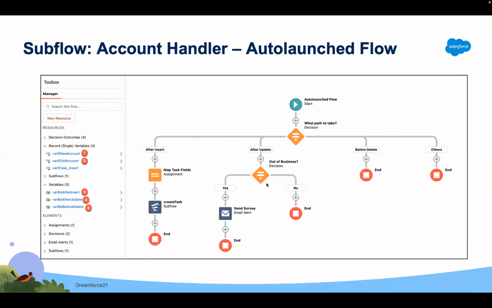And then I have two more variables, which are new account details and all account details, which I am going to pass in when I call the subflow from the main flows. And then you can see here I have a subflow which creates a task, and then I have a send email alert, which sends an email when the account is out of business.